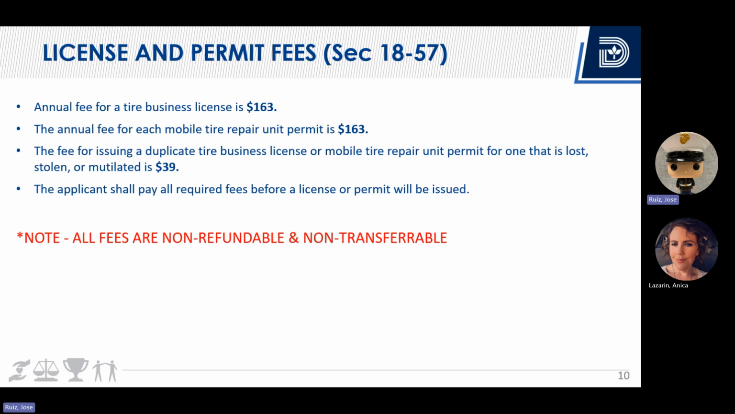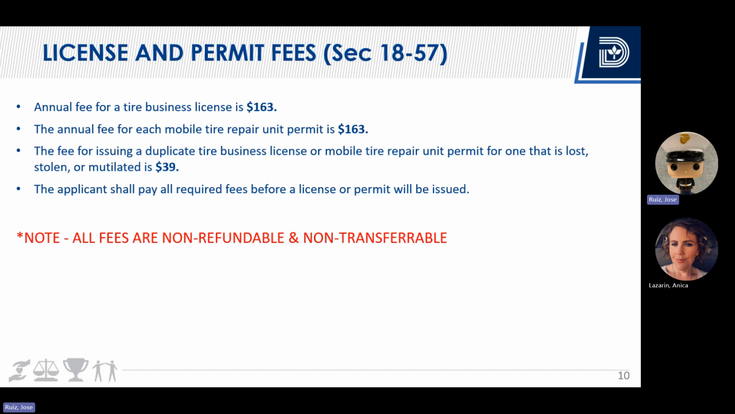The applicant should pay for all required fees before a license permit will be issued. So you have to submit your application and pay the fee so we can issue you the license. Now, all fees are not refundable and not transferable. That means once you pay for that fee and something was found wrong on your application, we would not offer you a refund. You may have to submit a new application. Of course, it's on a case-by-case basis. If it's just a typo, we'll help you fix that typo so you can get your license.